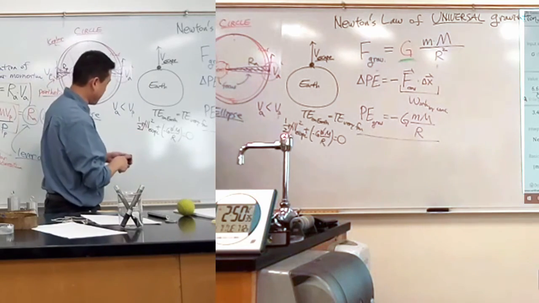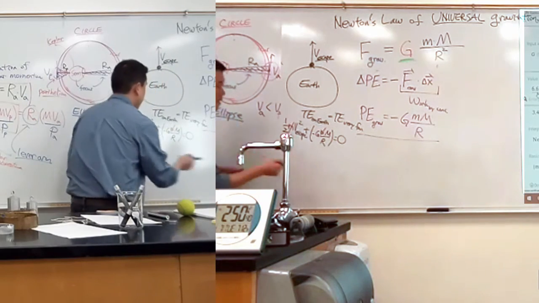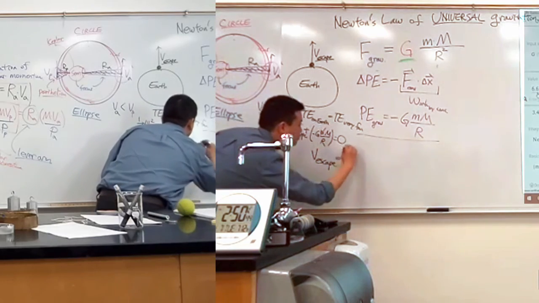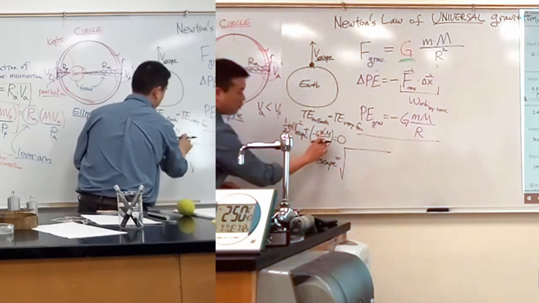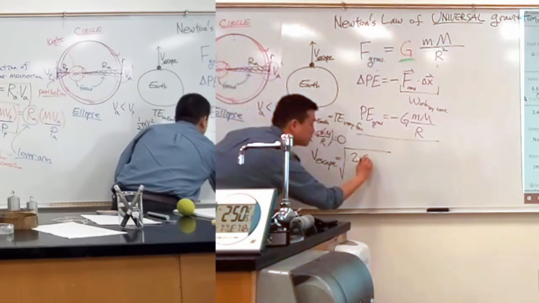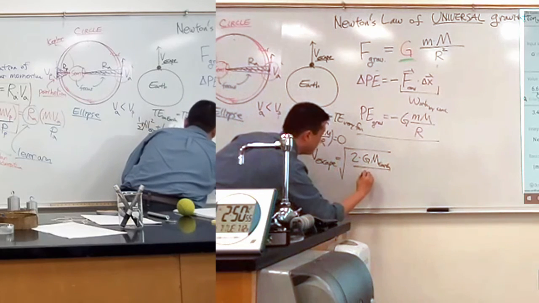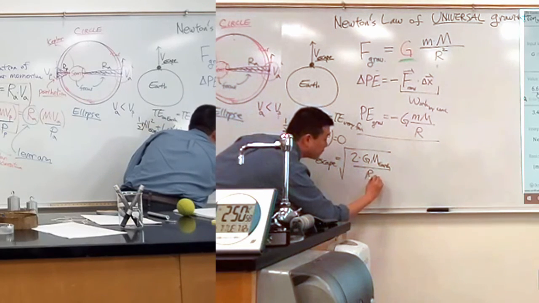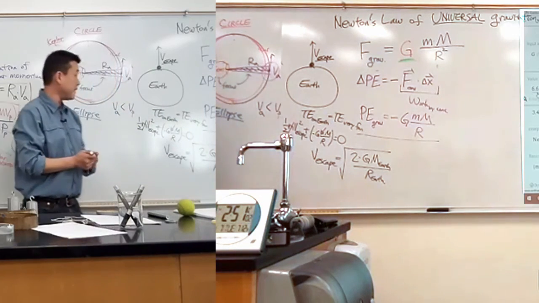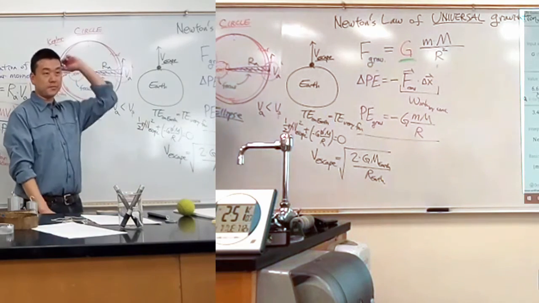So let me solve for v escape here. Move this over, multiply by 2, take the square root. Then v escape is equal to the square root of 2 G M over r, where r is the radius of the Earth. So if you have an object that's moving this fast, then it can actually escape the bounds of Earth and go out into space.